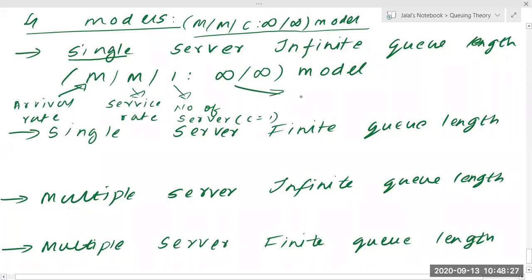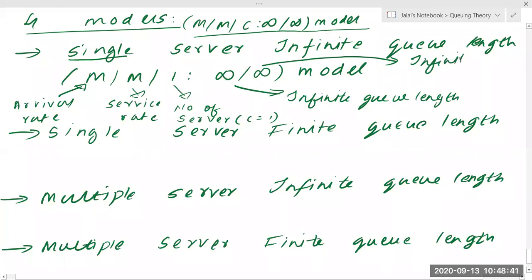Then this indicates infinite queue length. What do we call it? Infinite queue length. And this indicates infinite population model. Is it okay? Yes, sir. So always remember, this is a single server, infinite queue length.